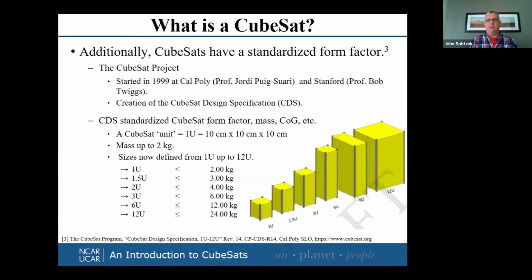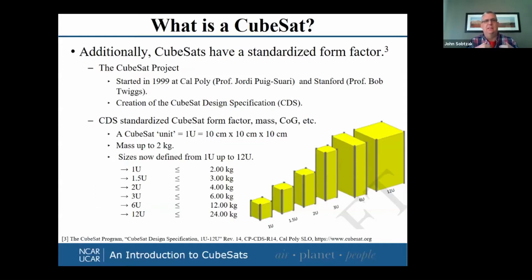So more specifically, what makes a nanosat a CubeSat? Well, a CubeSat refers to a standardized form factor. It comes out of a project that was started in 1999 at Cal Poly and Stanford called the CubeSat project. What came out of that project is they created the CubeSat Design Specification, the CDS, which is what actually defines what a CubeSat is in terms of size.